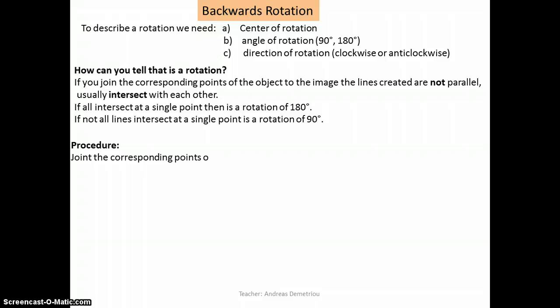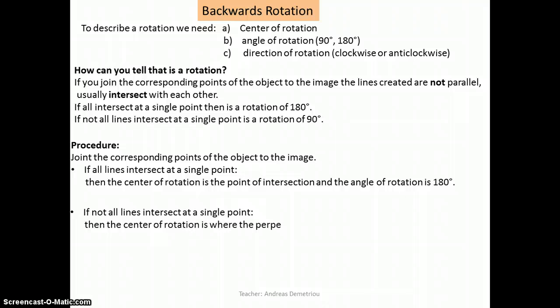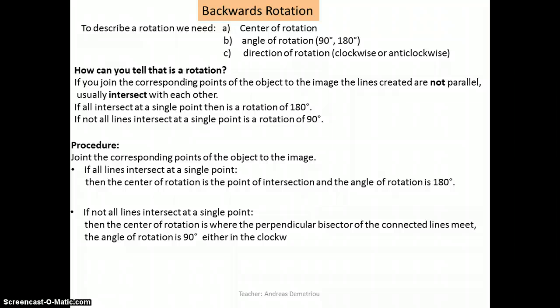The procedure: we join the corresponding points of the object to the image. If all lines intersect at a single point, then the center of rotation is the point of intersection, and the angle of rotation is 180 degrees. If not all lines intersect at a single point, then the center of rotation is where the perpendicular bisector of the connected lines meet. Then the angle of rotation is 90 degrees either in the clockwise or anti-clockwise direction.